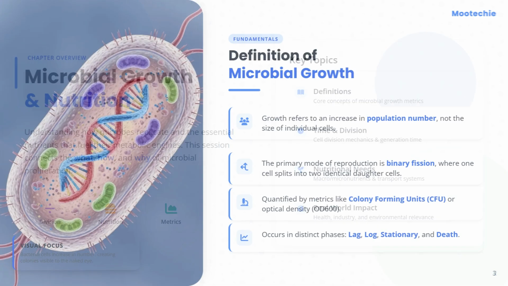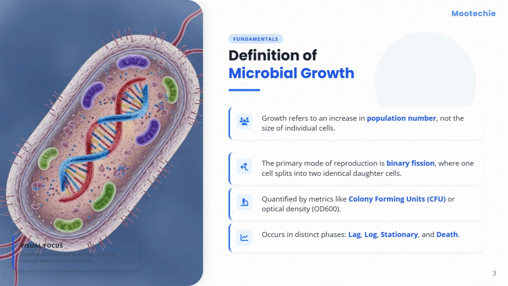Microbial growth is defined as an increase in population number, not the size of individual cells. That's a crucial distinction. It means we measure growth by counting cells, not by how big they get. The primary mode of reproduction is binary fission, where one cell divides into two identical daughter cells. To quantify growth, we use metrics like colony-forming units or optical density measurements.